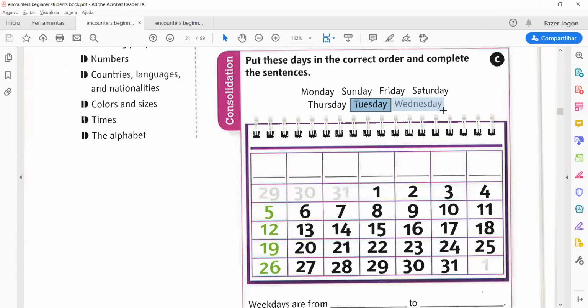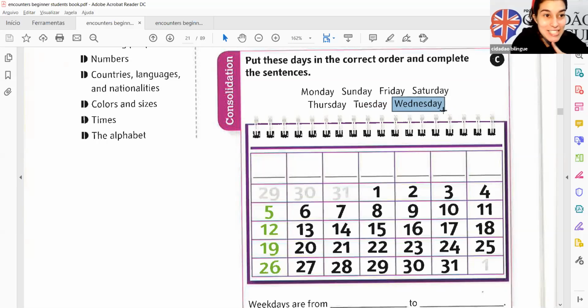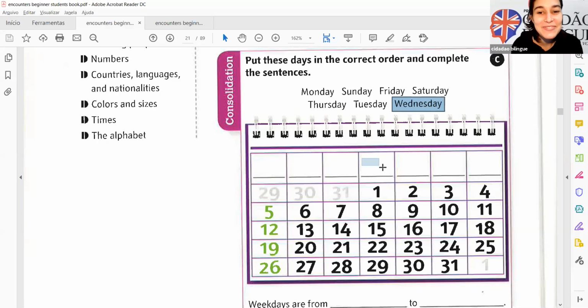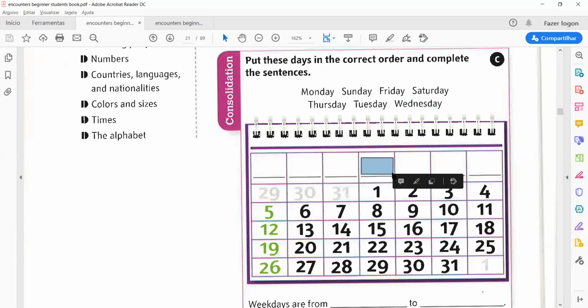Do you know a good way to know the days of the week? Sabem uma boa forma de saber os dias da semana? There's a Black Eyed Peas song. Tem uma música do Black Eyed Peas. Yeah, I got a feeling. I got a feeling. E eles falam. Monday, Tuesday, Wednesday and Thursday. Friday, Saturday, Saturday and Sunday. Eles falam todos os dias da semana. Okay. Ah, é verdade. Wednesday. Oh, teacher. Yes. Wednesday. Okay.